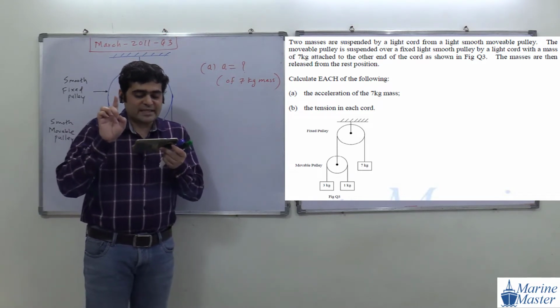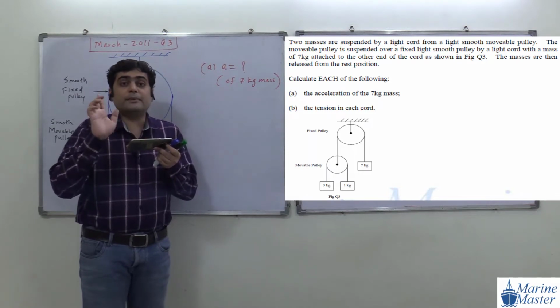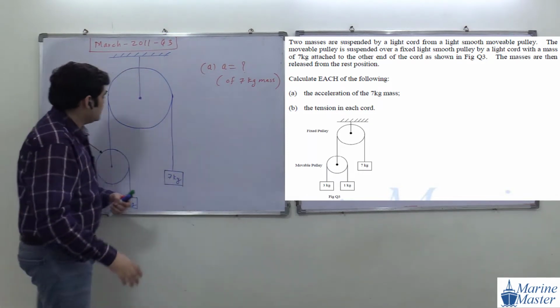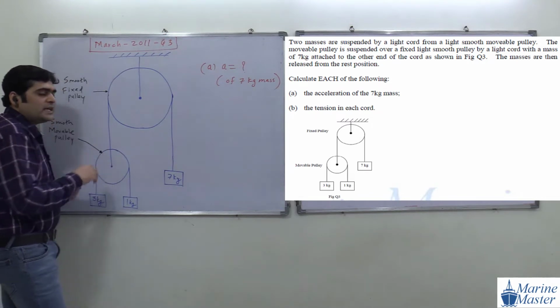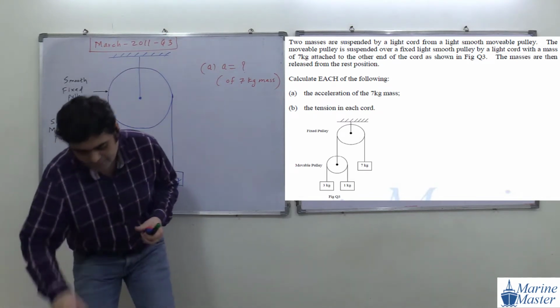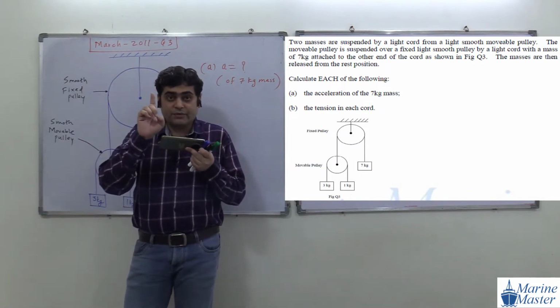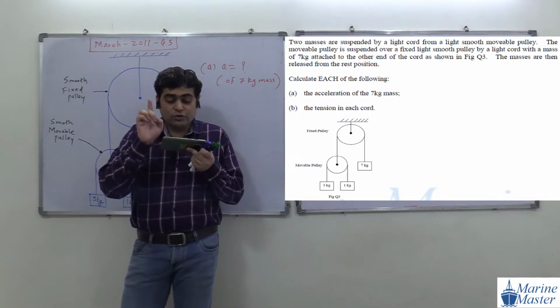Two masses are suspended by a light cord from a light, smooth, movable pulley. So what they are saying, this movable pulley is what? Light. Whenever they say the word light, in the question they said, a light, smooth, movable pulley.